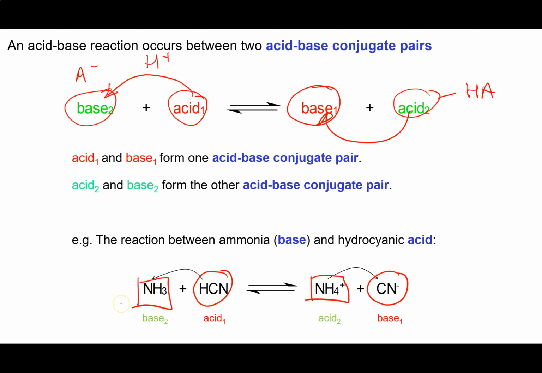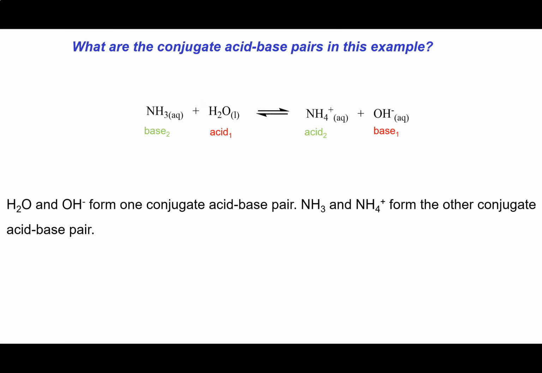are another conjugate acid-base pair. You can see that the acid always has one extra proton than the base. Otherwise, they're the same. So, let's have a look at this one. We've got ammonia reacting with water to form the ammonium ion and the hydroxide ion.